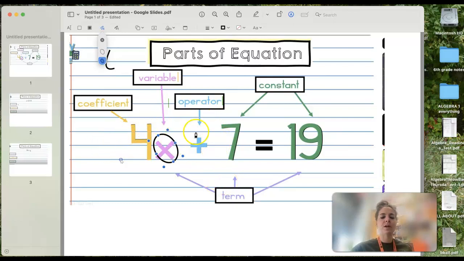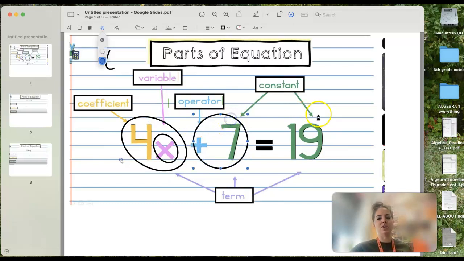And then the terms are separated by addition or subtraction or by like the equal sign. So here's one term, 4x is a term, here's 7, that is a term, and 19 is a term. This really goes back to our last unit where we were learning how to combine like terms. That's where this word comes in.